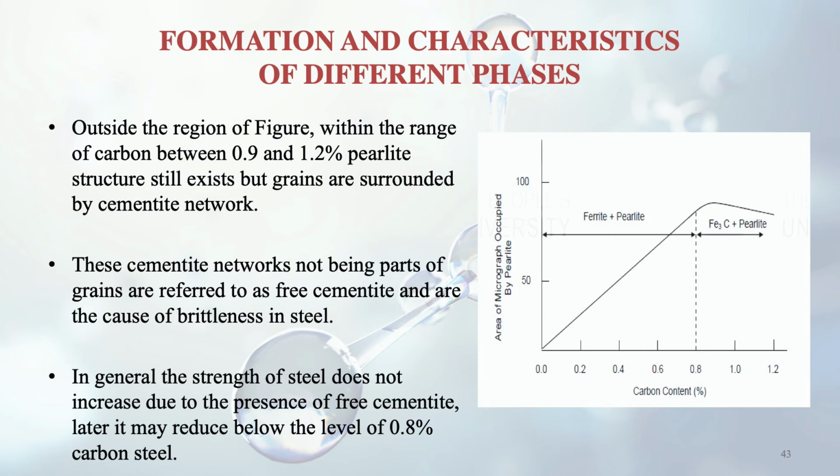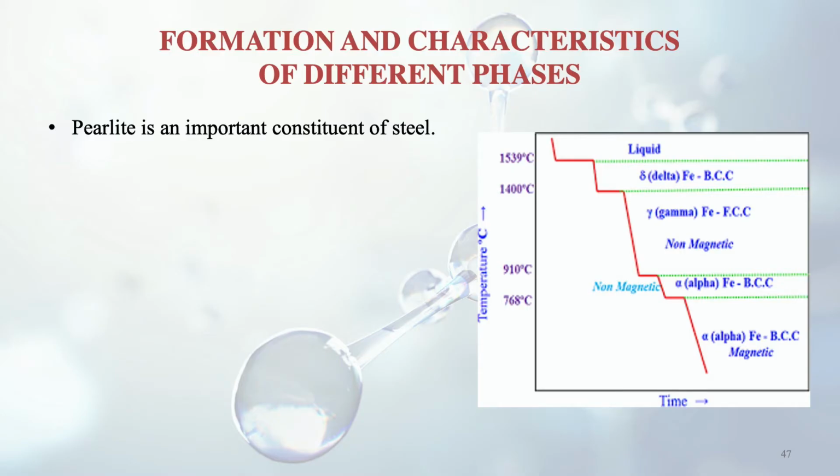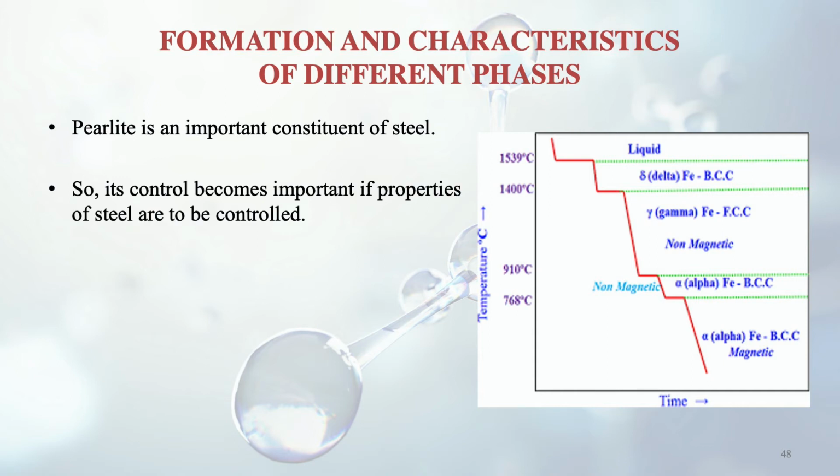Hardness is increasing, but at the same time it is getting brittle with increase in carbon content. So in general, the strength of steel does not increase due to the presence of free cementite. Later it may reduce below the level of 0.8% carbon steel. So we see that pearlite is an important constituent of steel, and its control becomes important if properties of steel are to be controlled. Pearlite actually is a combination of ferrite and cementite. So obviously its control is very important because we will be getting different things with slight variations in that.